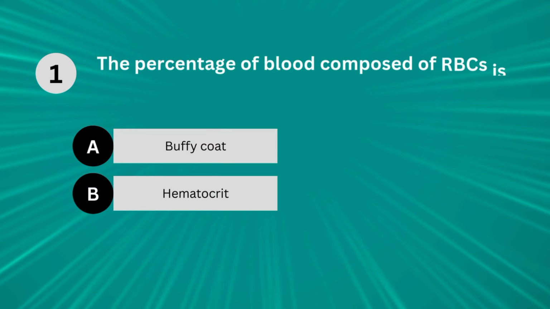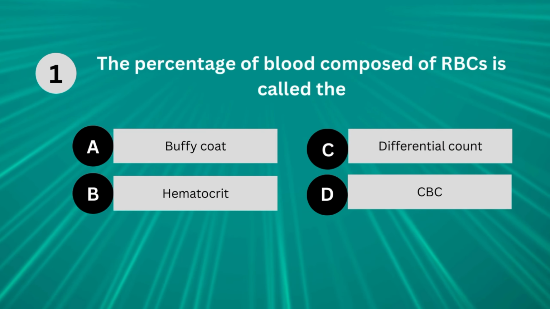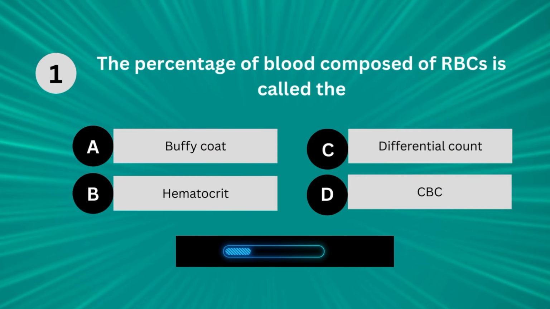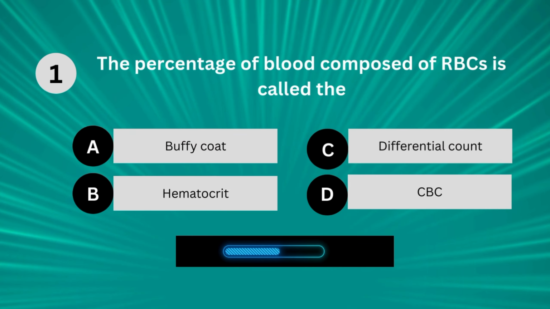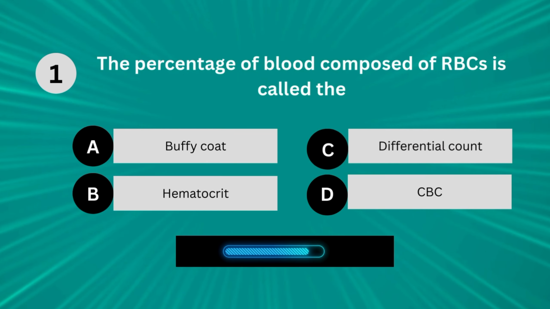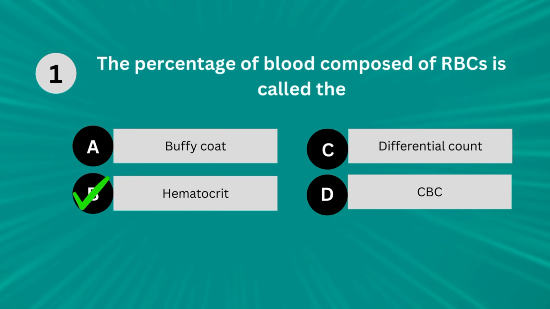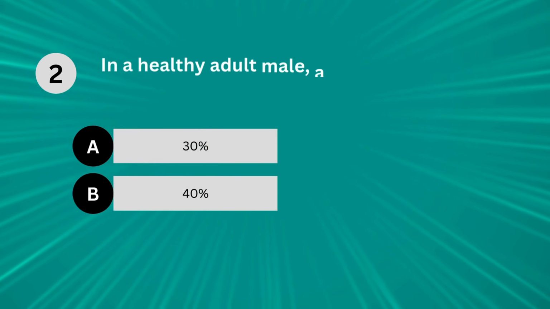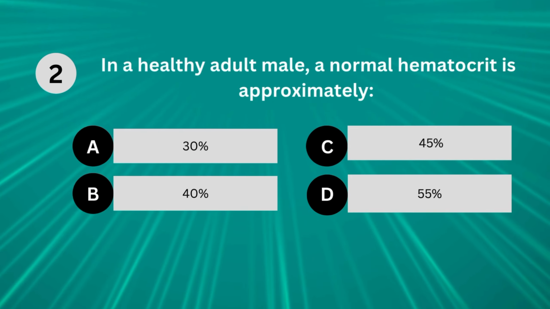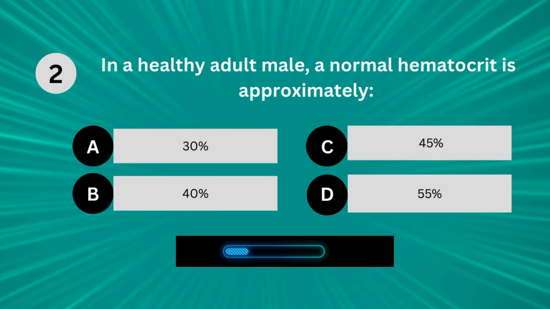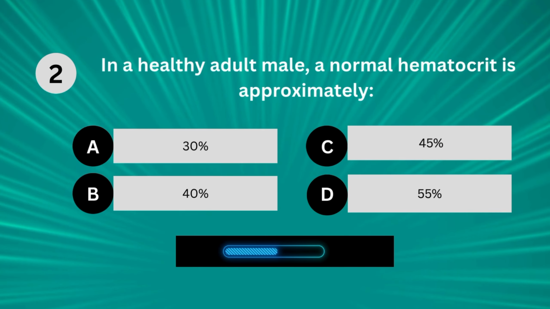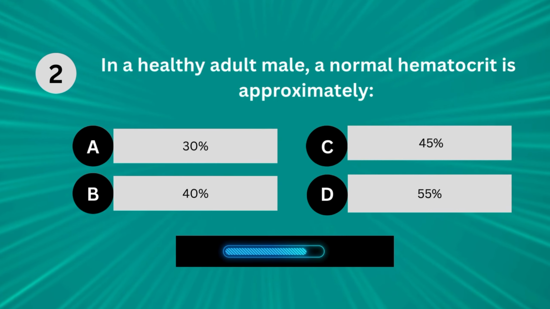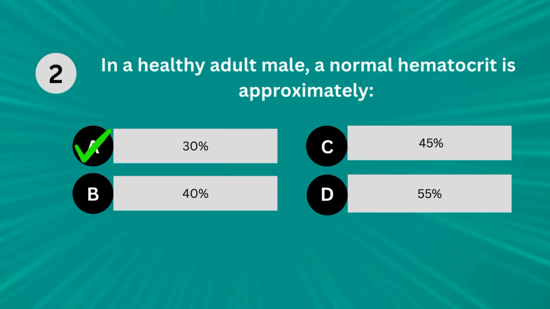The percentage of blood composed of RBCs is called the hematocrit. In a healthy adult male, a normal hematocrit is approximately 30%.